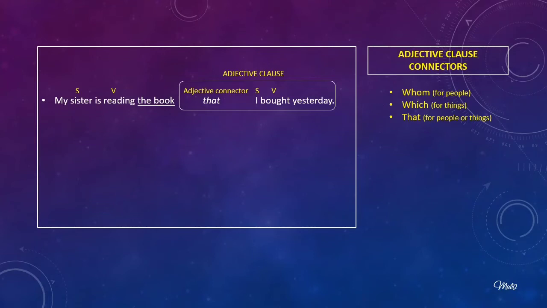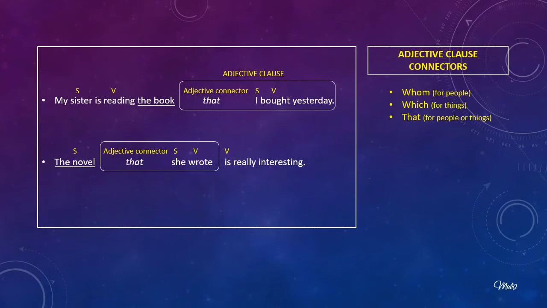The second sentence, the novel that she wrote is really interesting. In this sentence, there are two clauses. The main clause is, the novel is really interesting. The second clause, that she wrote. The clause that she wrote is the adjective clause which describes the noun the novel. The adjective clause consists of that as the adjective clause connector, followed by she wrote, she as the subject and wrote as the verb.